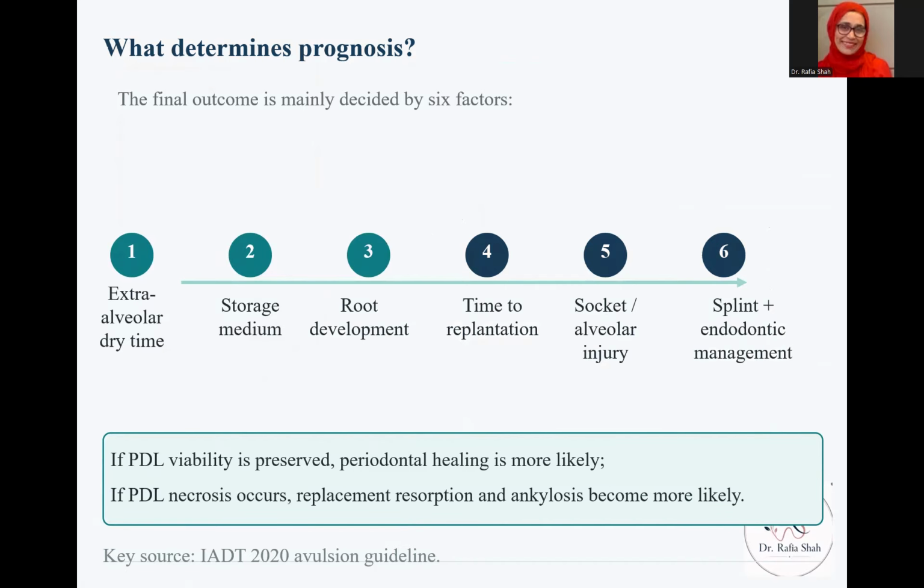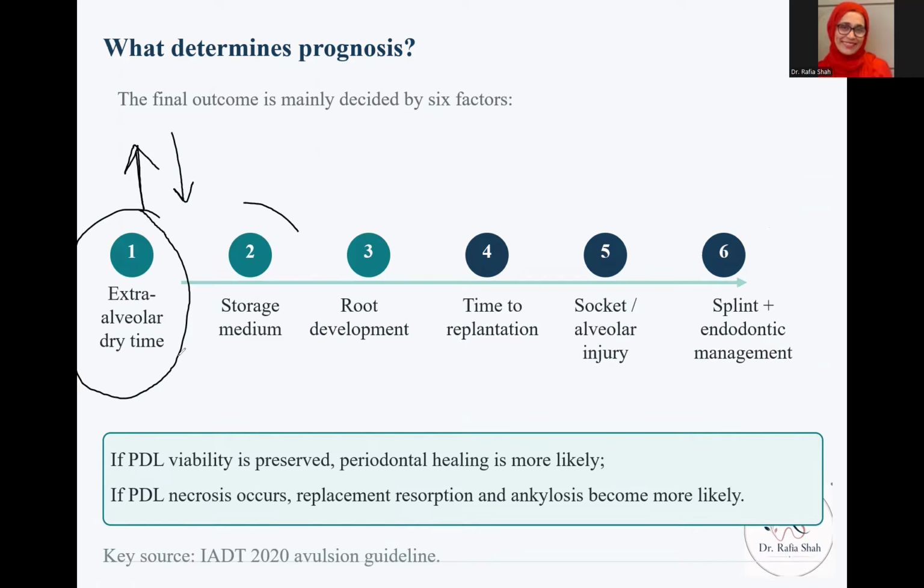Other than PDL viability, there are other factors that also determine the prognosis of the tooth. First of all, extra-alveolar time. As we said, the longer the PDL is open to the environment, the longer the tooth is in the environment, because extra-alveolar means the tooth is not present in the alveolus, it is out of the alveolus. If the extra-alveolar time rises, the prognosis will decrease.